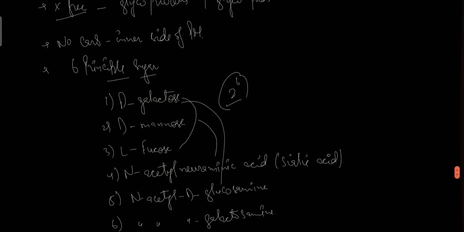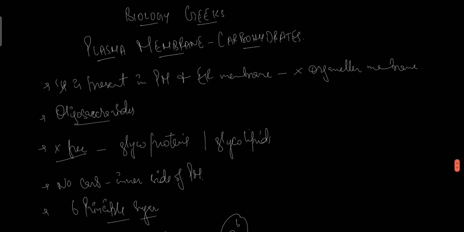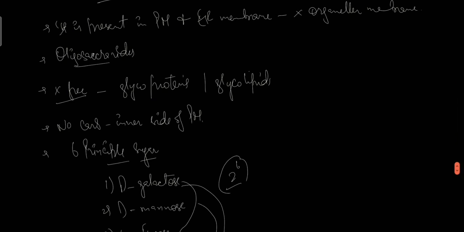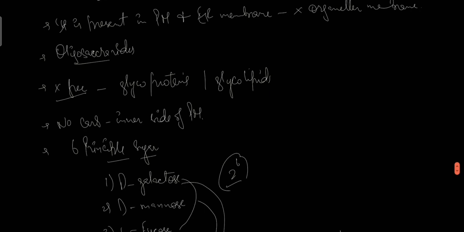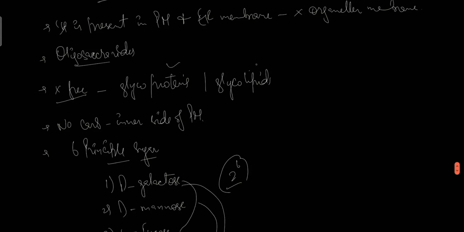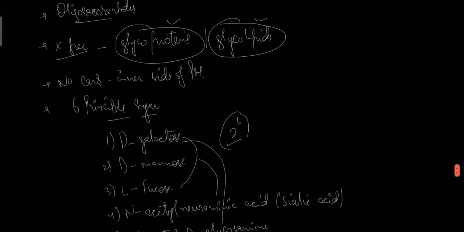So with this, the carbohydrates present in the plasma membrane are done. There are two things that are very crucial that you should remember. One is that carbohydrates will never be found free. They will always be in association with either proteins or lipids. When they are associated with proteins, they will form glycoproteins. When they are associated with lipids, they will form glycolipids. And all the oligosaccharides will be formed by the combination of these 6 sugars.